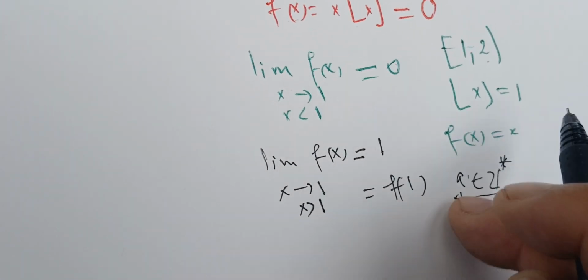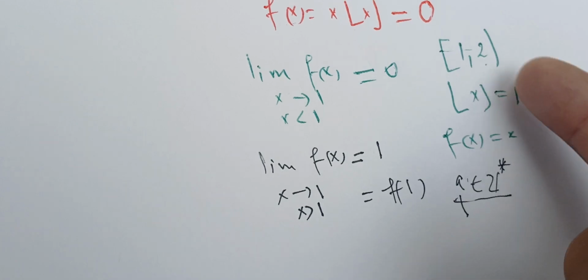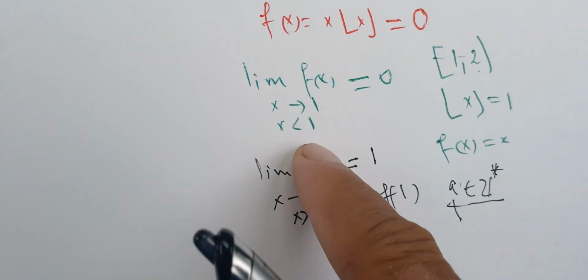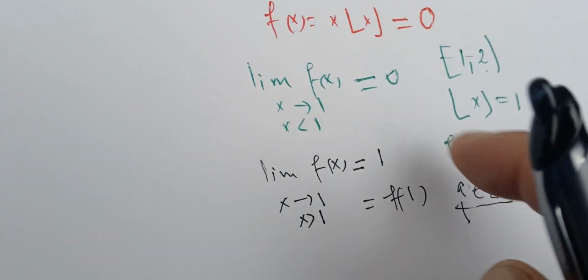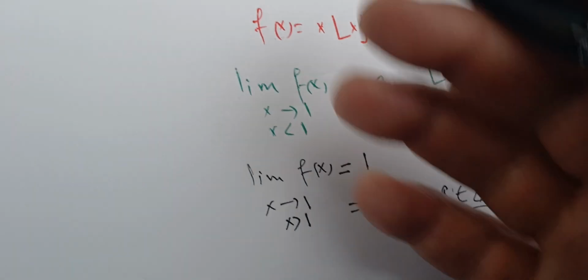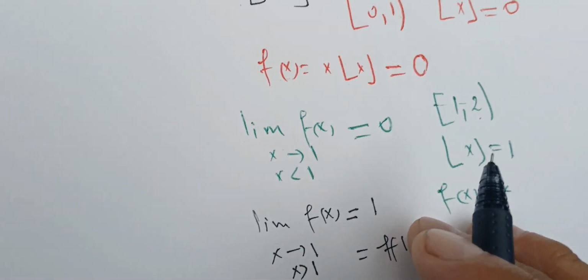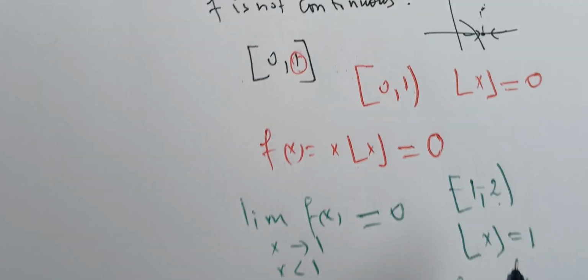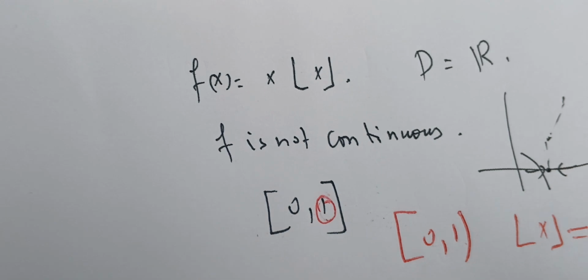Okay, so here we have the limit from the left is 0 and the limit from the right at 1 is 1. Therefore, f is not continuous at 1, and we can say that f is not continuous. Okay, and that's what we need. We can find only one point.